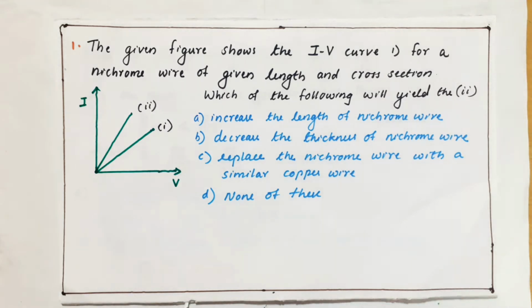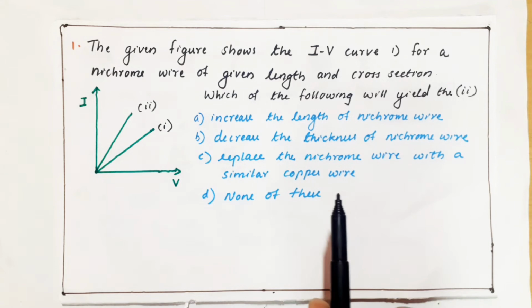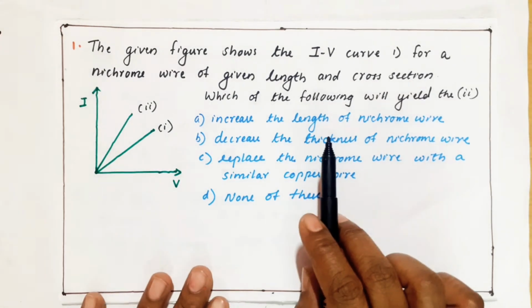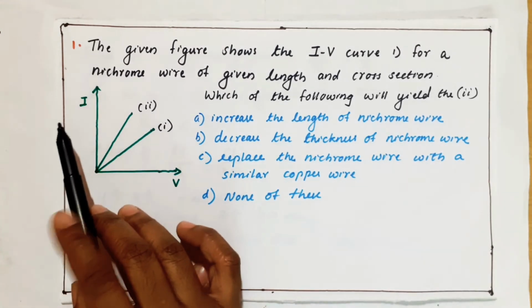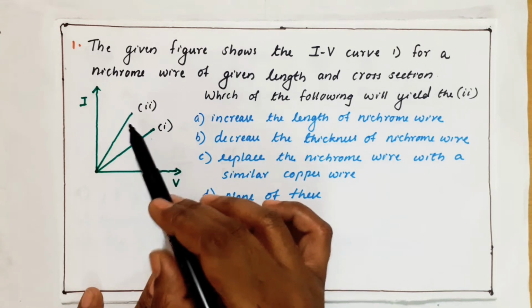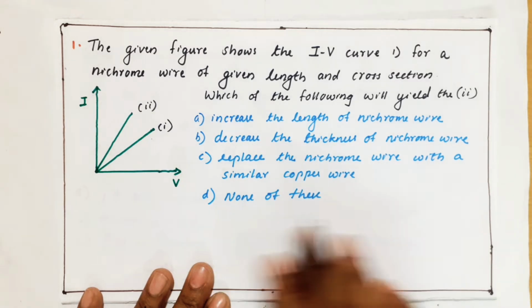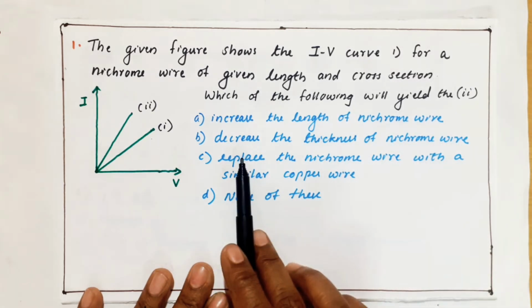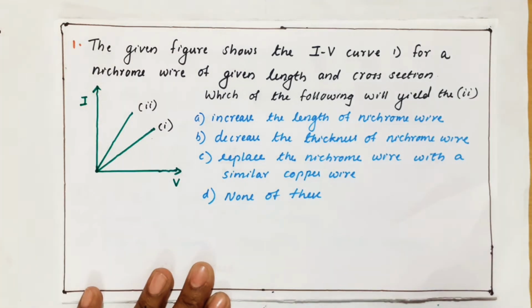See the question here. The given figure shows the I-V curve for a nichrome wire of given length and cross section. Which of the following is the graph 2? They gave a graph of I and V, and this is graph 1 and this is graph 2. They gave some options: increase the length of the nichrome wire, decrease the thickness of the nichrome wire, replace the nichrome wire with a similar copper wire.